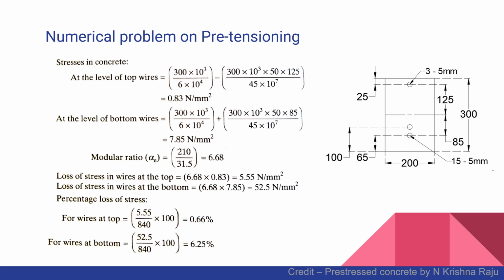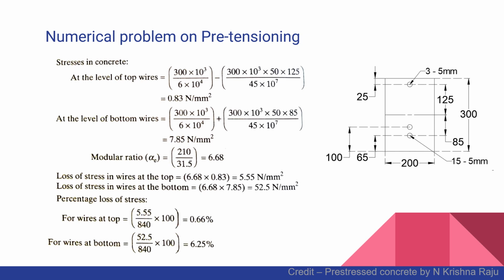Now calculate stresses in concrete at level of steel. At level of top fibers, it is calculated by P by A, where P is 300 kN and A is 6 into 10 power 4 mm square, minus because at transfer above neutral axis, the fibers experience tension. Then P, which is 300 kN, into e, which is 50 mm, into YT, which is the distance between centroid of the top wire to centroid of cross section, which is 125 mm, whole divided by I, which is moment of inertia, which is 45 into 10 power 7 mm power 4.